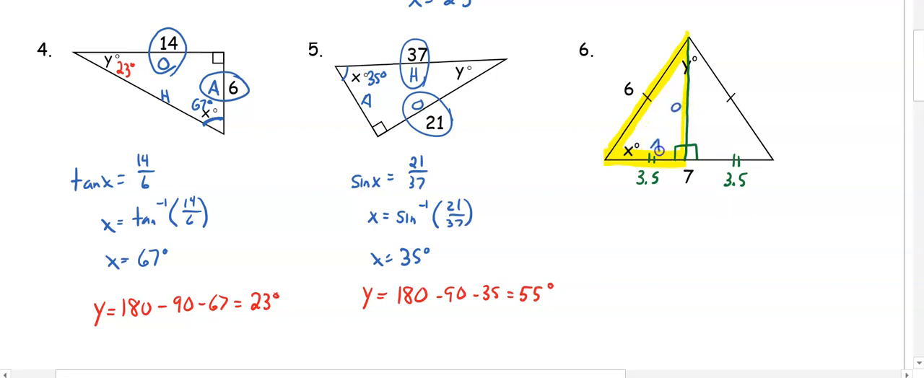So if we label our sides, we have information on the adjacent and hypotenuse, which is cosine. So we have the cosine of X equals 3.5 over 6. X equals cos inverse of 3.5 over 6.